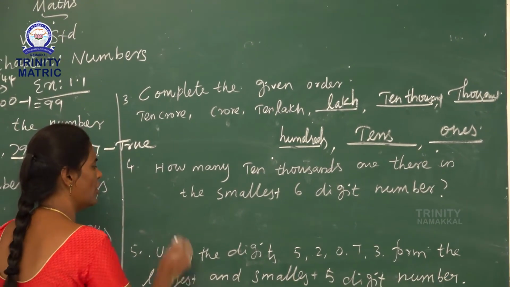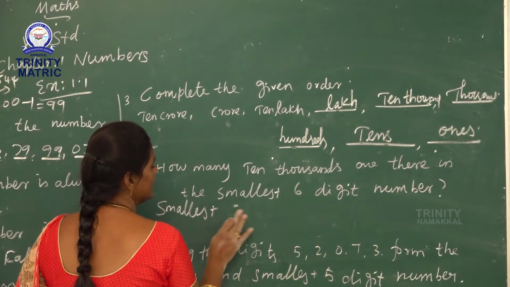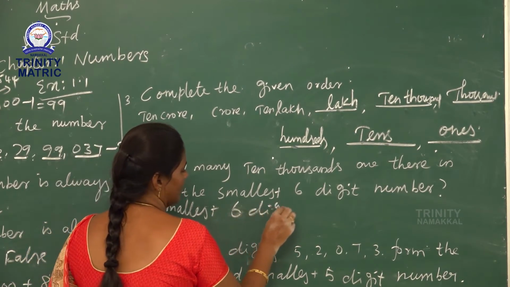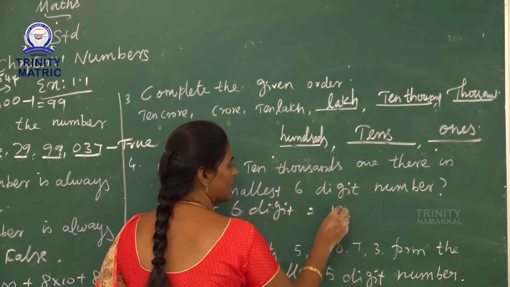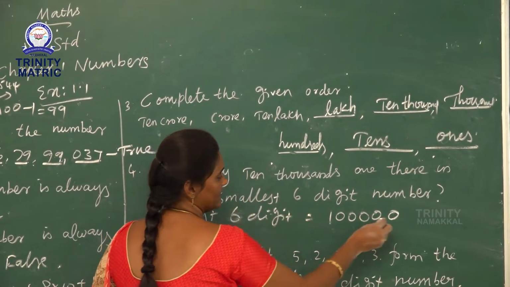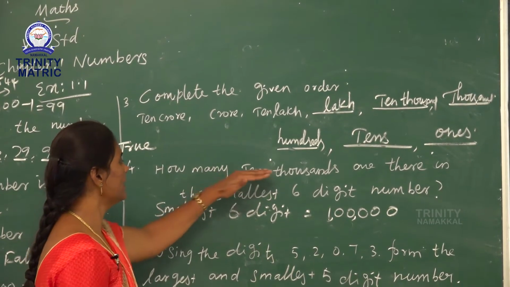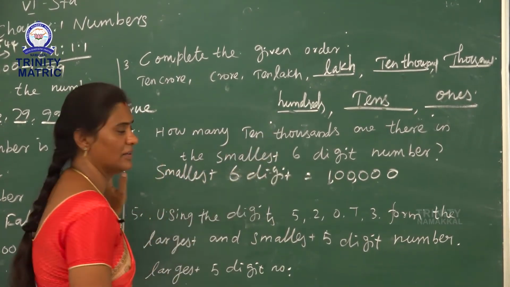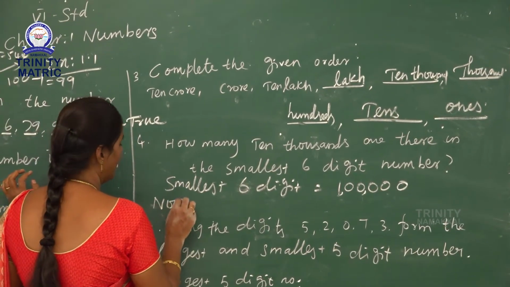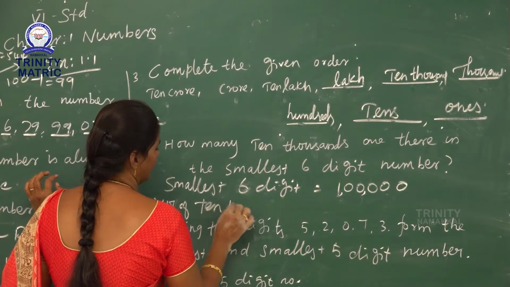Next, how many 10,000 are there in the smallest 6-digit number? So what is the smallest 6-digit number? Smallest 6-digit number is, we write 1, then we write 5 zeros. This is the smallest 6-digit number, 1 lakh. Here the number of 10,000 we need to find.